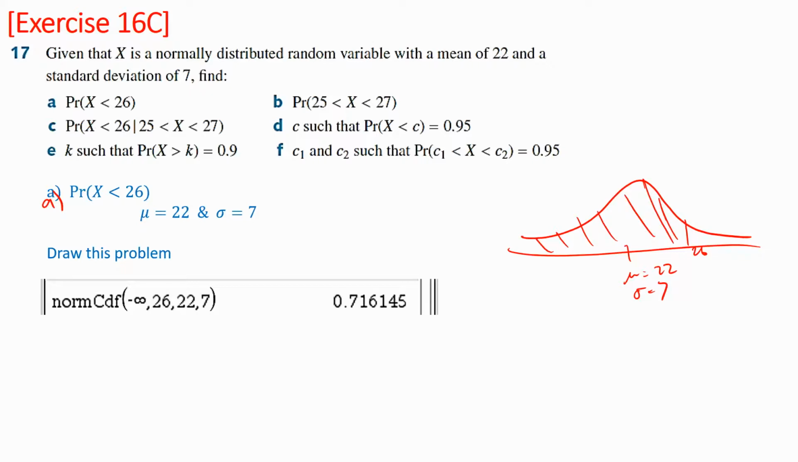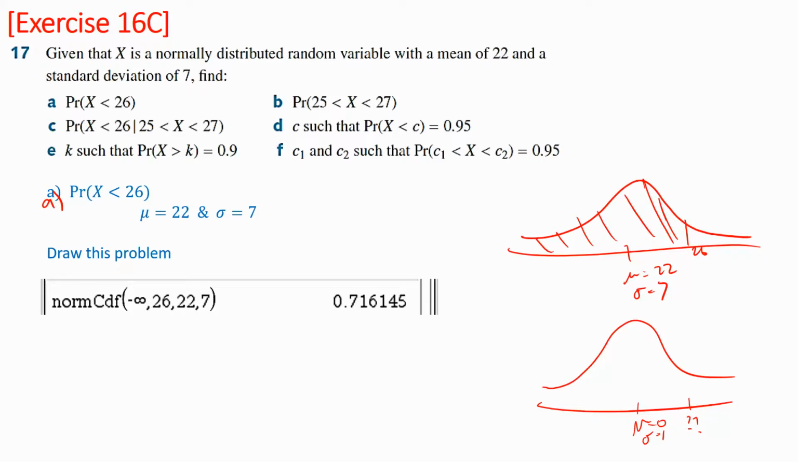I couldn't just type normal CDF and get my answer as 0.716. What I had to do was change it to the standard normal graph. If this is 0, standard deviation of 1, my question was, what's that z value? I had to convert 26 to its z value, and then my calculator, or the z tables that I had, could calculate less than that particular value. But I couldn't do that.